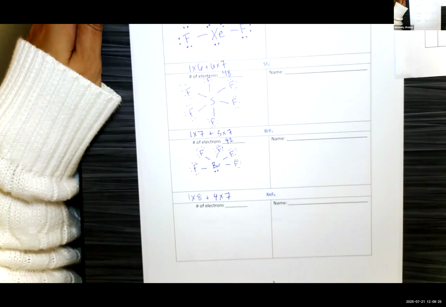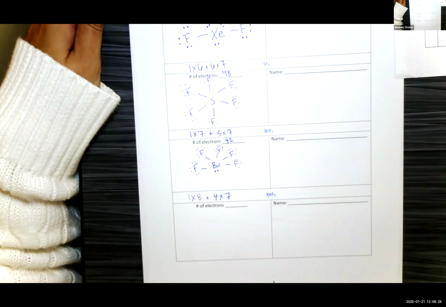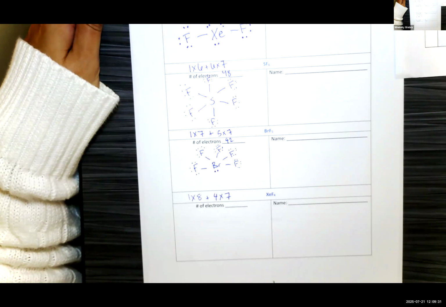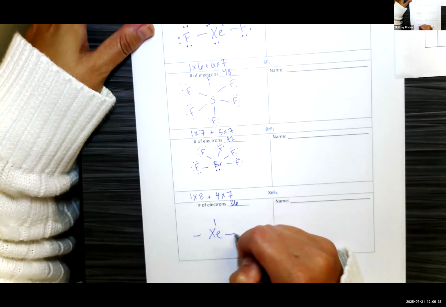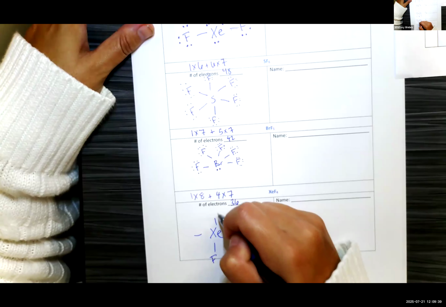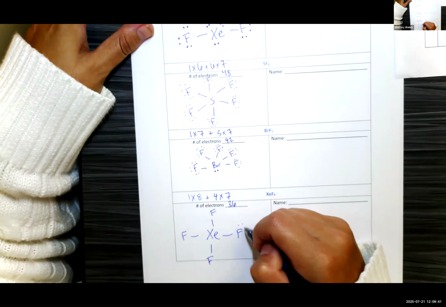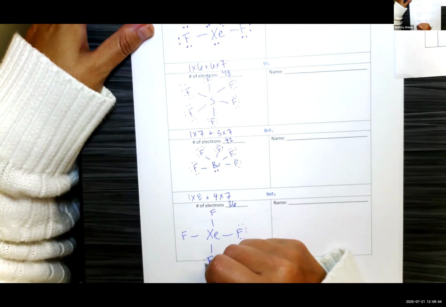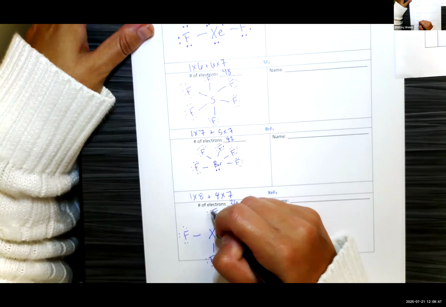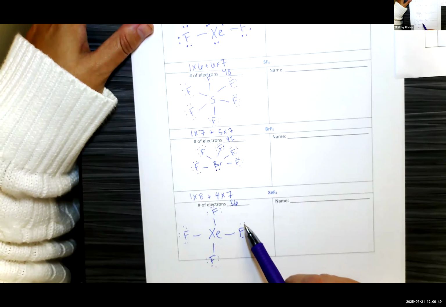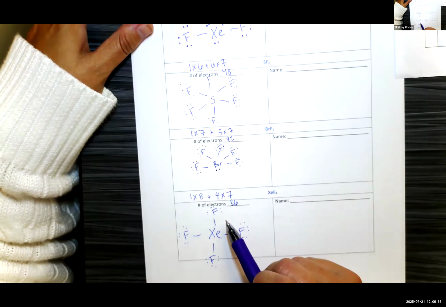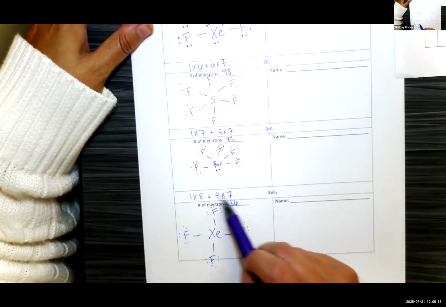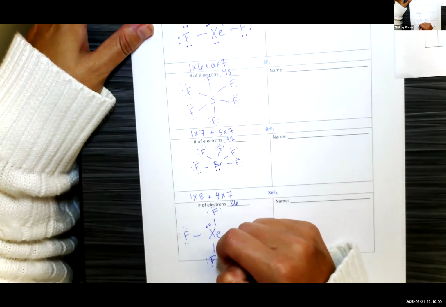And then the last one is XeF4. So that's 4 times 7, that's 28. Plus 8 would be 36. 2, 4, so that's 8, 16, 24, 32. So you need to add the extra 4 onto the center atom.